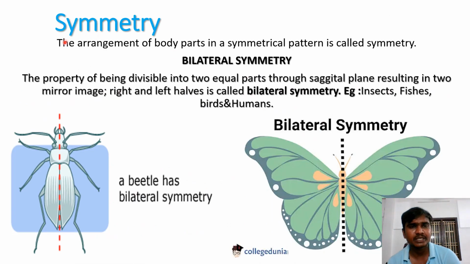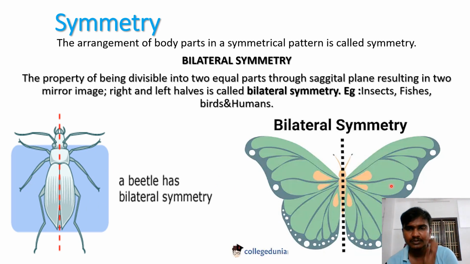And symmetry. The arrangement of body parts in a symmetrical pattern is called symmetry. What is symmetry? Arrangement of body parts in a symmetrical pattern. And symmetry is divided into bilateral symmetry. What is bilateral symmetry? The property of being divisible into two equal parts through the sagittal plane, resulting in two mirror image right and left halves, is called bilateral symmetry. Examples: insects, fishes, birds, and also mammals.